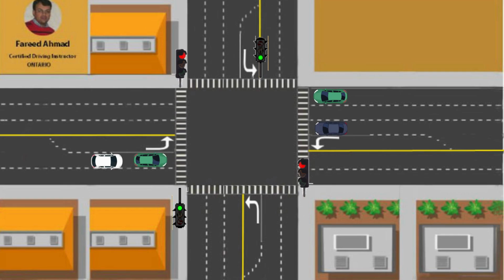5 common reasons why students fail the road test on left turn. Reason number 1 is turning the wheel to the left. This is the most common and I can say number one reason why most of the students fail the road test. So you are approaching in the middle of the intersection and turn your wheel to the left while yielding to the traffic and pedestrians.